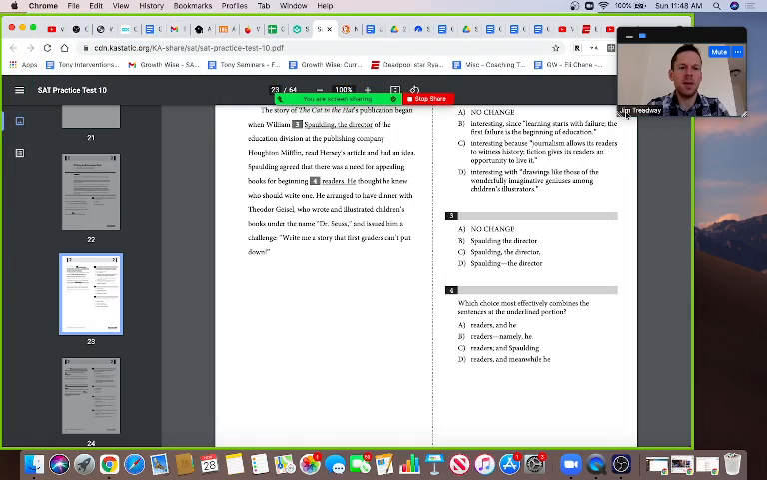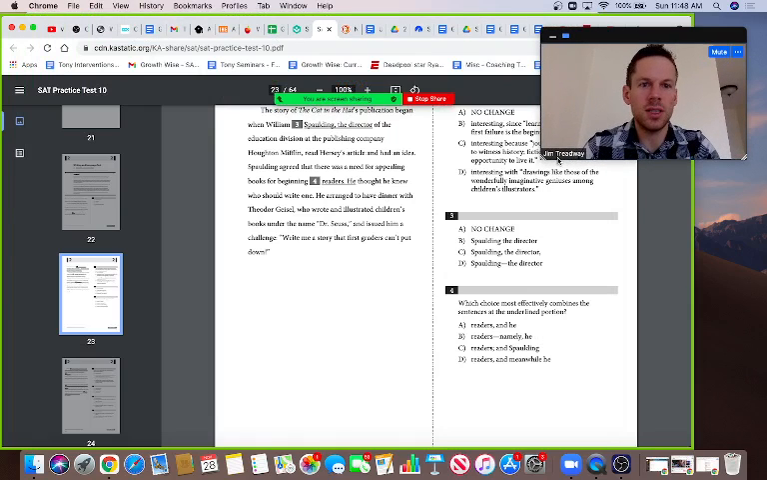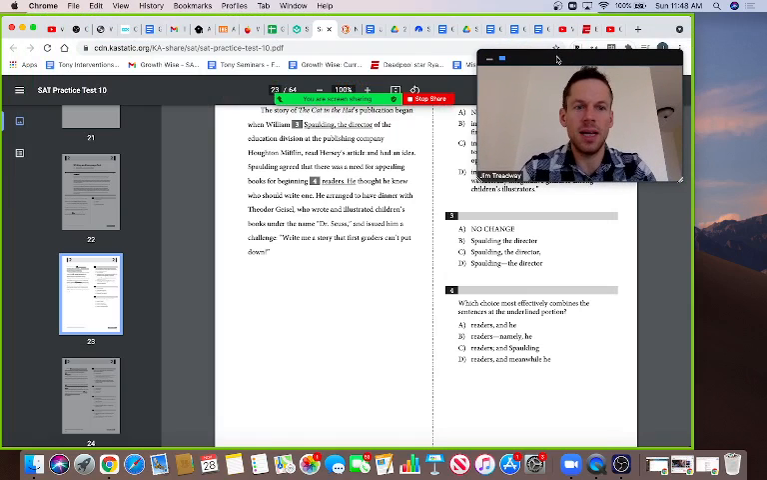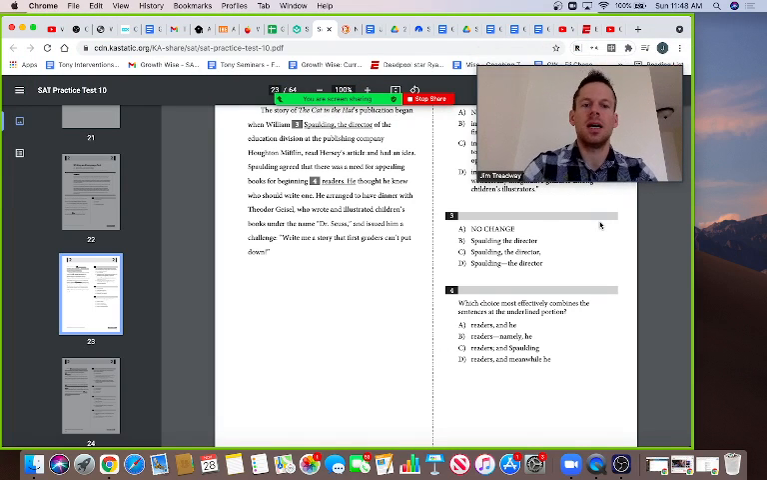Hey guys, so I'm going to introduce you to a rhetoric question that basically only shows up on the SAT, not the ACT. And it'll look like number four here. It's going to say, which choice most effectively combines the two sentences?